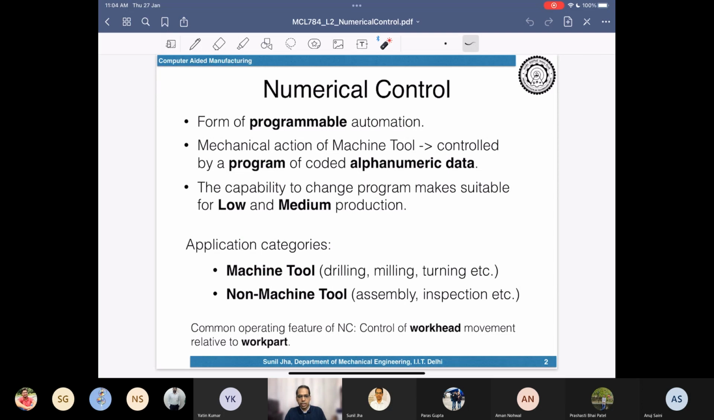The work head will be carrying a cutting tool. It can be carrying a probe for measurement in the CMM, or it can be a deposition head over a surface. If it is a machining operation, you will already have a raw part. If it is a deposition process, you will have a bed on which you will be doing layer by layer deposition. So the idea of numerical control is that with the help of this alphanumeric code, we try to control the relative motion of the work head with respect to the work part.